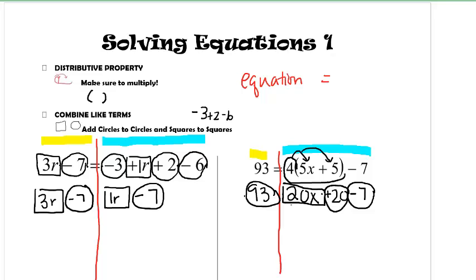Now that we have that, we're going to combine them. If we look at the yellow side, we only have one circle, so we can't combine it with anything else. So we're just going to bring down the 93. On the other side, if we look at squares first, we only have one square, so it has to just come down and be the same. And then here we have 20 plus -7, and we're going to get +13. So for that problem, we did our 2 steps. We're going to leave it there for now.